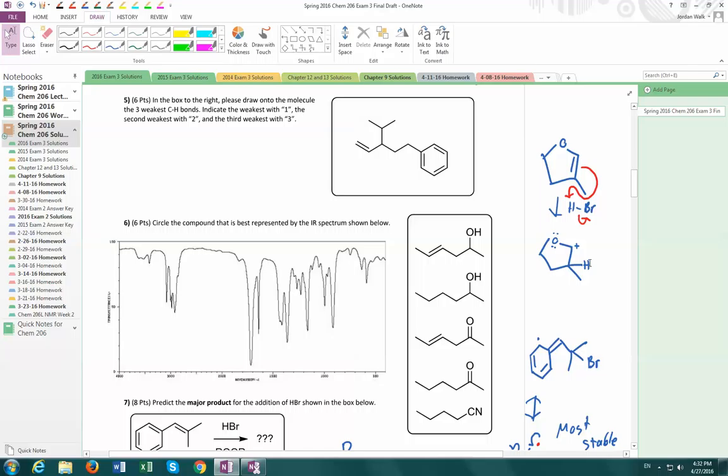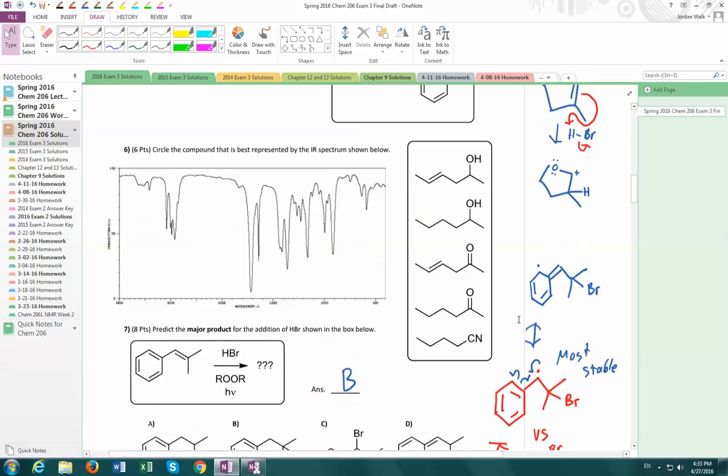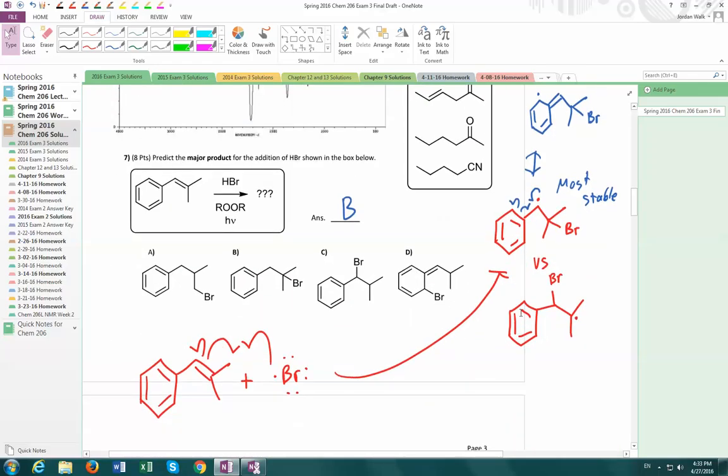So by forming our carbocation here, that's the more stable carbocation. If we were to put it here, it wouldn't be resonance stabilized. So this ends up leading to our major product. It's the same thing down here. This is just a more stable intermediate, and so that leads us to our major product.